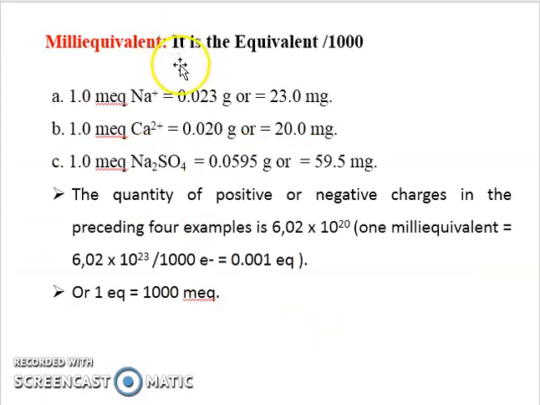Milli equivalent: one equivalent equals 1,000 milli equivalents, and this calculation is easy. One milli equivalent of sodium will equal 0.023 gram, or 23 milligram. It's easy and should be well known.